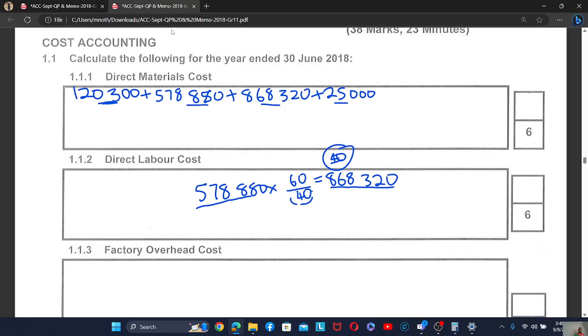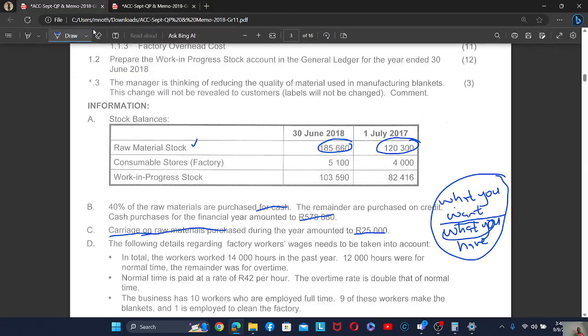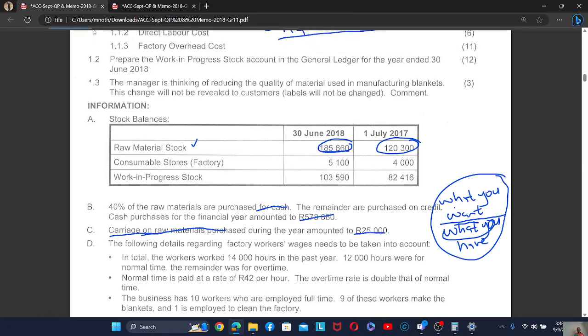But if you look in here, they are saying that the raw material at the end of the year is 185,660. You see? But if you are adding those amounts, you are finding that the raw material is 1 million and something. So what does this mean? It means that some of the raw material was sent to the factory. That is why it is now 185,660 at the end of the year. Do you get what I'm saying?